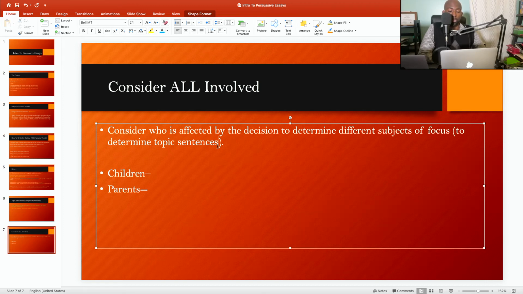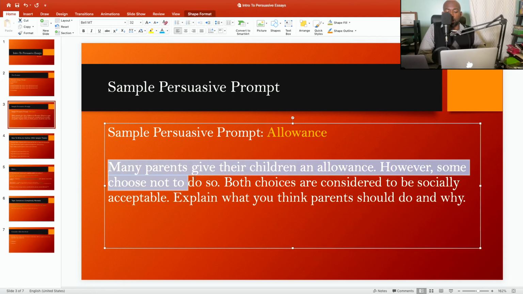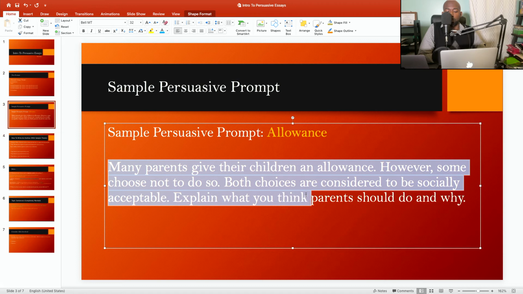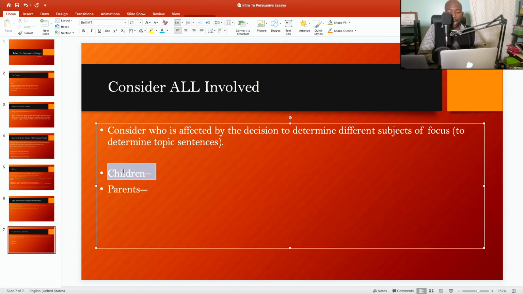when you're writing your outline. So, for example, if I ask the question of who is affected by the decision of whether or not children get an allowance, who's affected by the decision of this prompt request that's being asked, there's always an obvious focus group. And in this case, if I ask that question, you would tell me who's affected by that. Obviously, the children are. Okay, the children are affected by that decision.